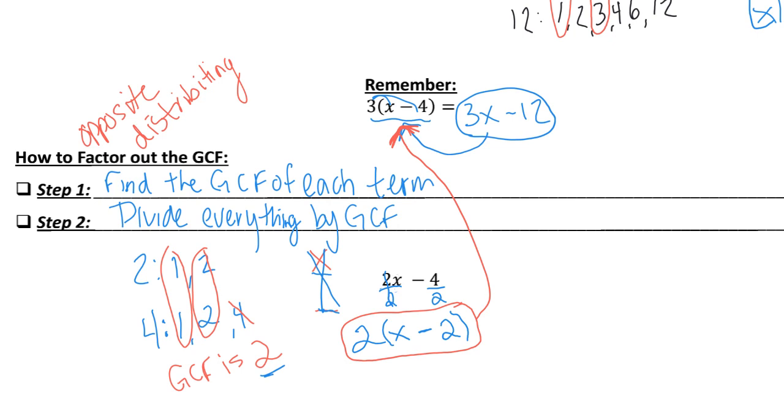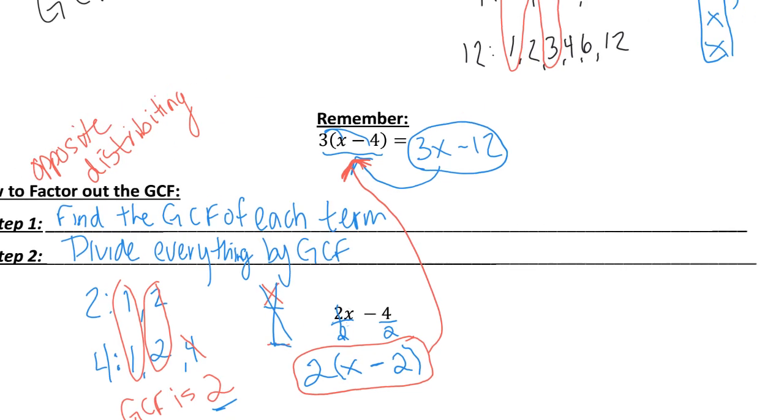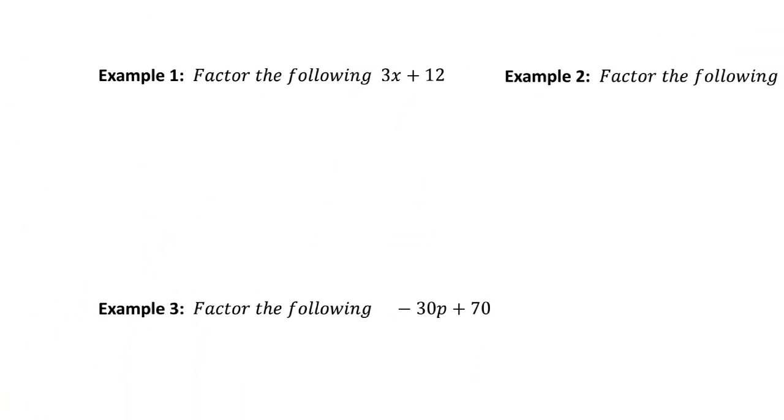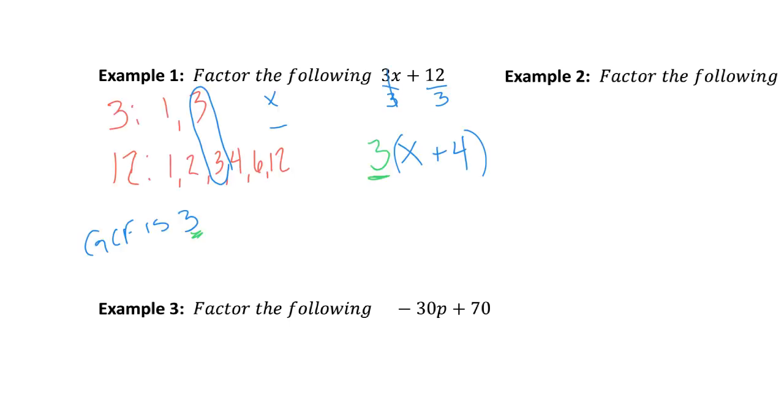All right, let's go to the next one. I want you to try example number 1 for me. So you're going to find your GCF of both of them, divide both of them by your GCF, and then write your answer. Okay, so for example 1, you should have gotten 3 parentheses x plus 4. I did that by finding my GCF, which was 3, and then I divided both the 3x and the 12 by 3.